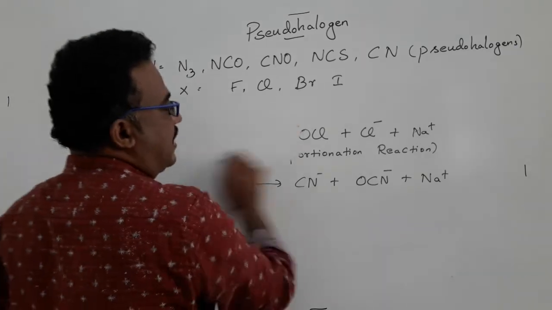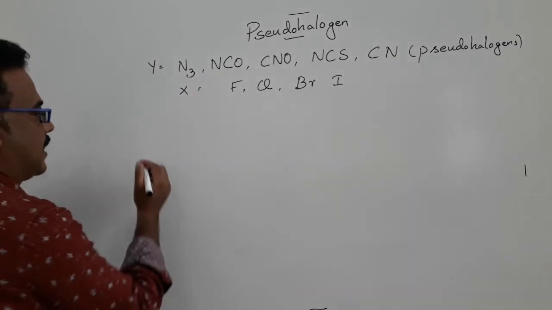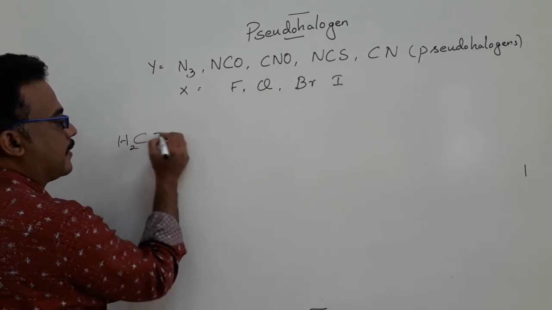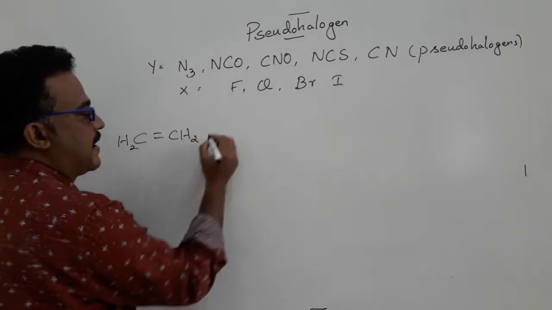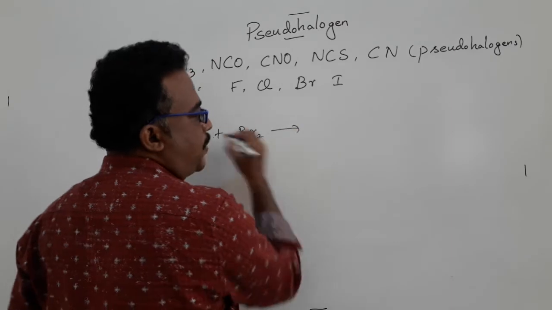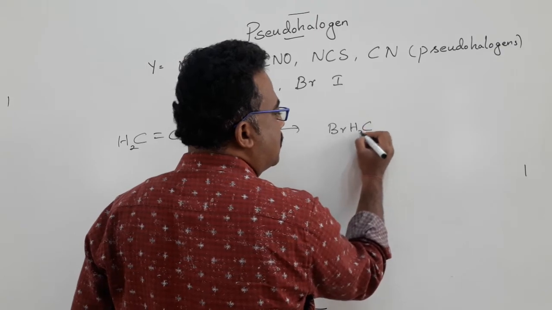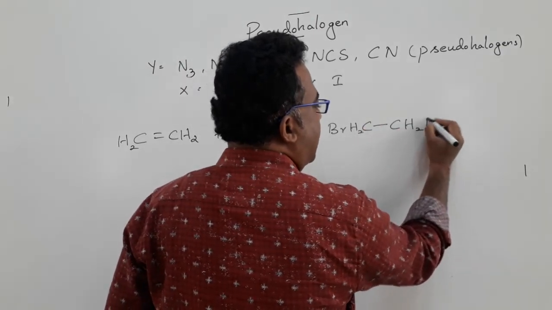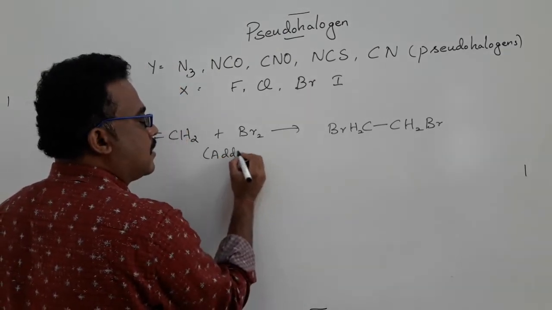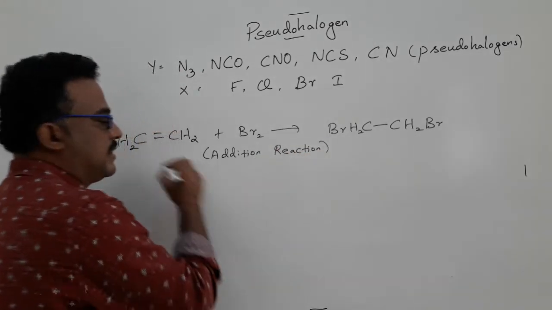Another interesting reaction with halogens is addition reaction. If you take any kind of alkene, the simplest one I can take is the ethylene molecule. If ethylene reacts with halogens such as chlorine or bromine, normally what happens? It gives an addition product like BrCH2CH2Br. Halogens will always undergo addition reaction with alkenes.